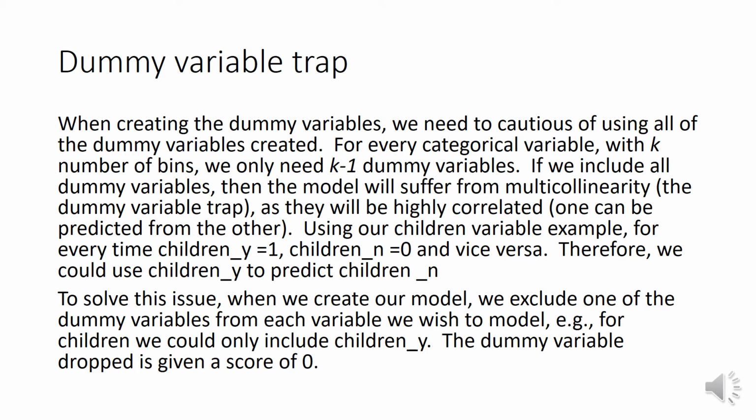Whenever we create dummy variables, we have to be aware of the dummy variable trap. The dummy variable trap introduces multicollinearity. So if we're using our children variable, for example, every time children y equals 1, children n equals 0, and vice versa. Therefore, we could use children y to predict children n. To solve this issue, when we create our model, we exclude one of the dummy variables from each of the variables we wish to model. So for example, for children, we would only include children y. The dummy variable dropped is always given a score of 0.